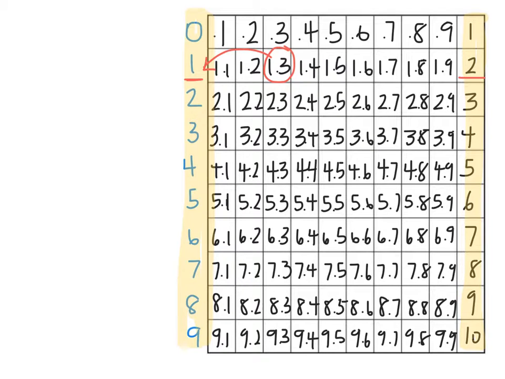Let's look at the number 7 7/10. We know the two whole numbers around 7 7/10 are the whole number 7 and the whole number 8. So if I look at 7 7/10, is it closer to 7 or to 8? Well, it's closer to 8. So I know that 7 7/10 is going to round up to the whole number 8.